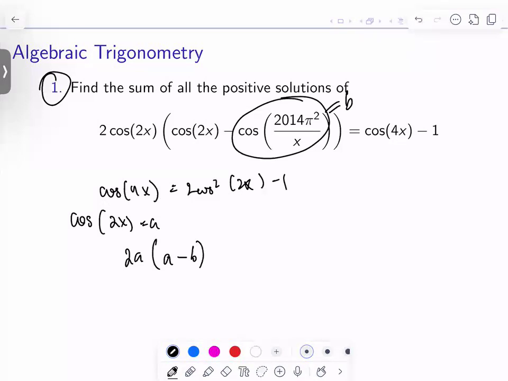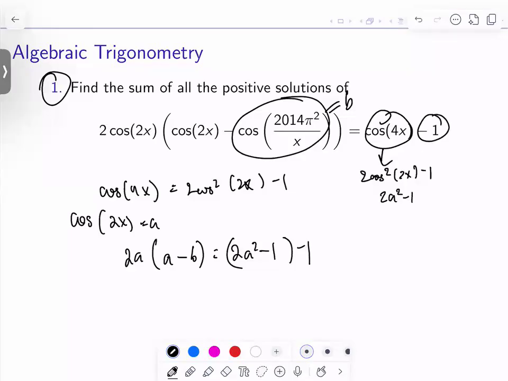So we can write this as 2a times a minus b, and that's equal to a minus 1. That is equal to 2a squared minus 1 minus 1, because this is equal to 2 cosine squared 2x minus 1, as we said, and cosine 2x is equal to a, so it's 2a squared minus 1, and then we subtract another one, so it becomes 2a squared minus 2. So we have 2a times a minus b is equal to 2a squared minus 2.